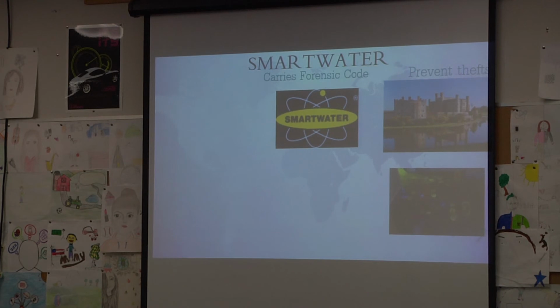When you shine a black light, you can see who has touched an object that has SmartWater on it and where the SmartWater has gone. So you can easily see who stole what, essentially getting rid of the "Oh, did you do it?" "No, I didn't." Another thing is, now they've been putting it on historical artifacts.